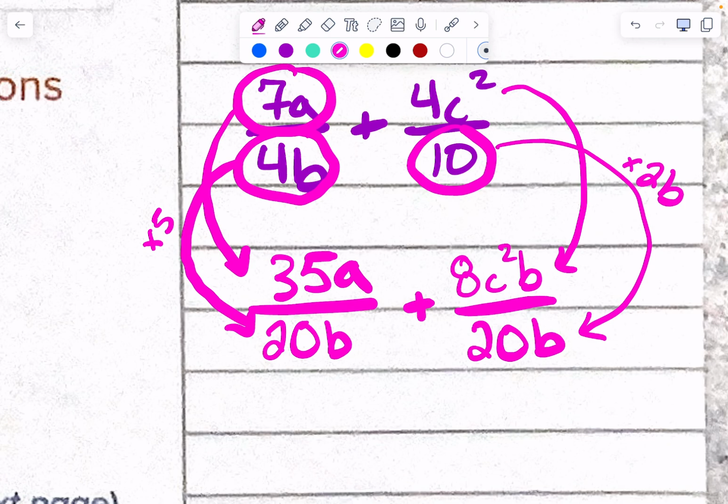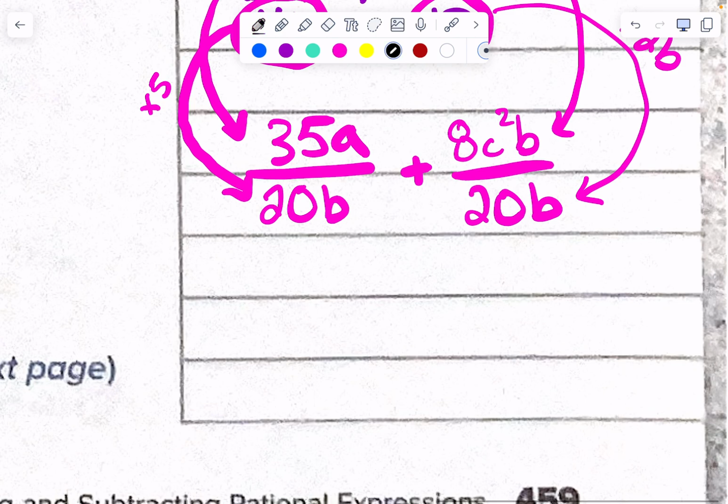Yeah, but now what do we do now? We're curve flunked. We're curve flunked.